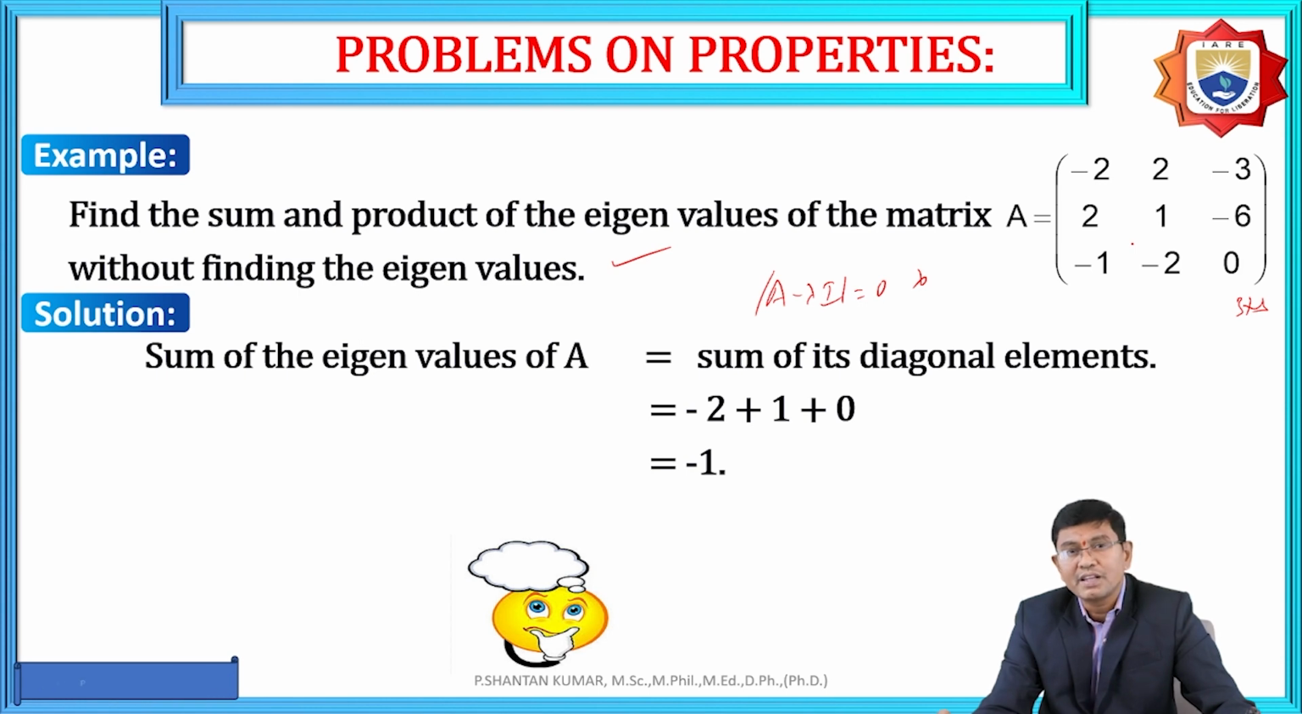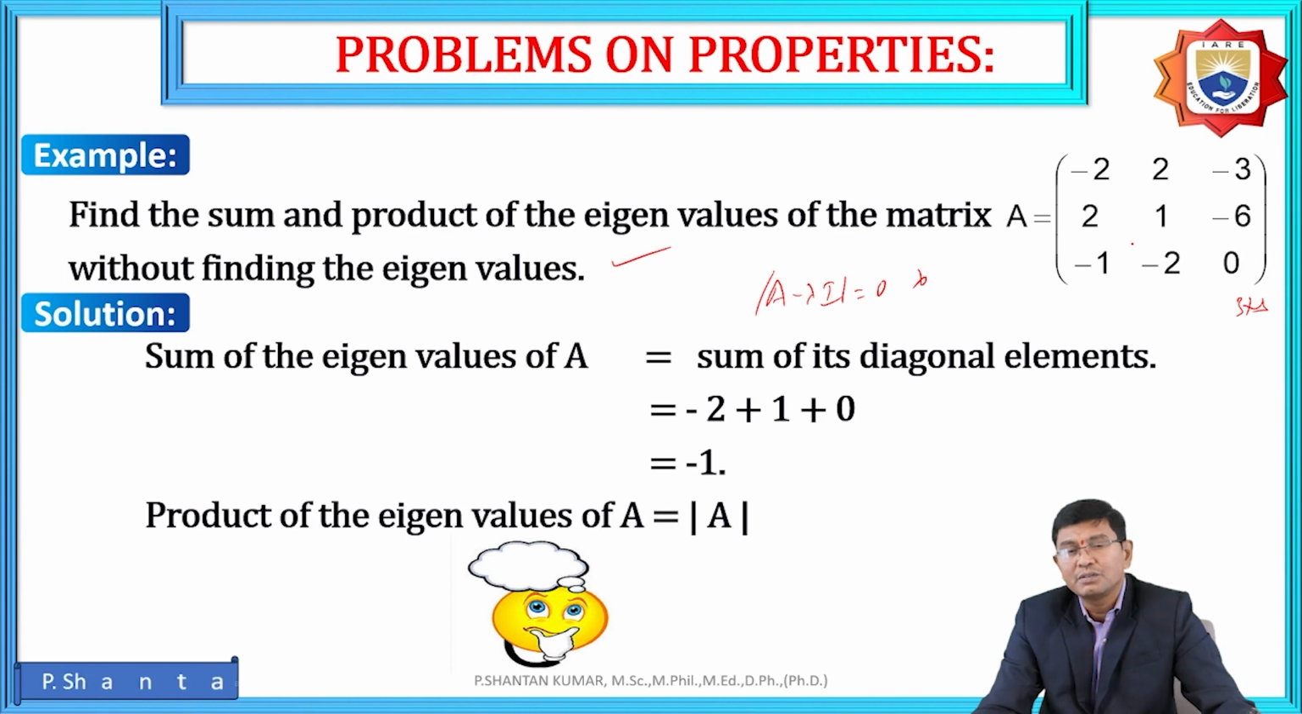This is the sum of the eigenvalues, equal to the trace of the matrix, the sum of its diagonal elements. Similarly, the product of the eigenvalues is equal to the determinant of the matrix. Here, by calculation, we obtain 45. These are the two properties: the sum of the eigenvalues is equal to the trace, and the product of the eigenvalues is equal to the determinant of the matrix.